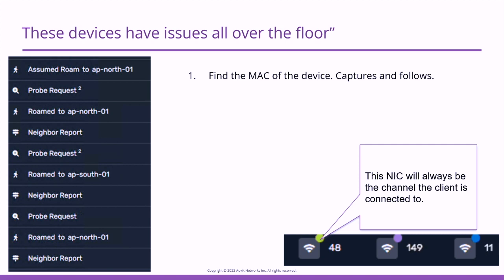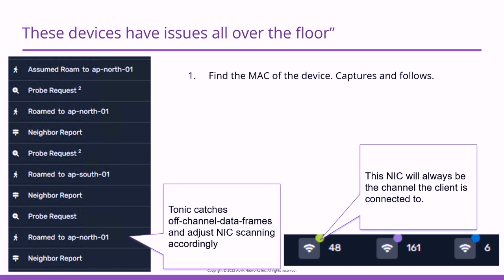So if a certain type of device has issues all over the floor, this is when this tool is going to set one primary adapter on the channel that we found the device on, and as it roams, the additional adapters that are scanning, as soon as they find it, it's going to set the primary NIC to that channel to follow it, okay? So what that does is we're going to catch the off-channel data frames and adjust accordingly.